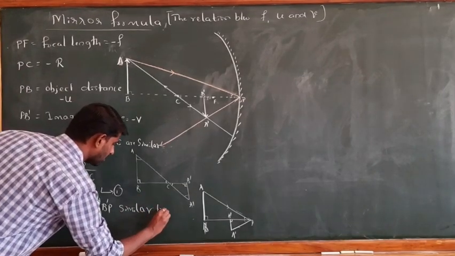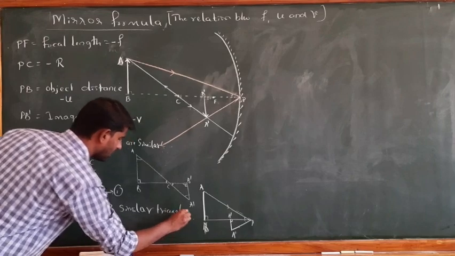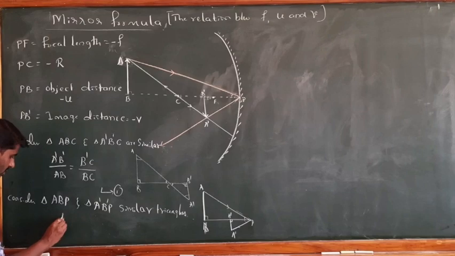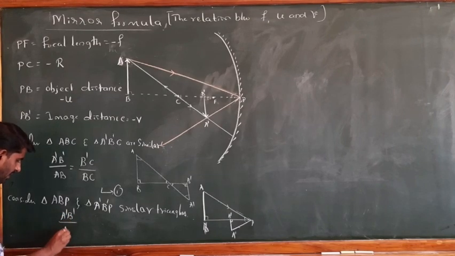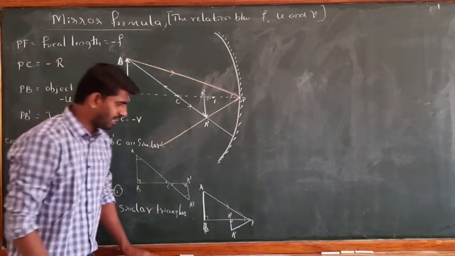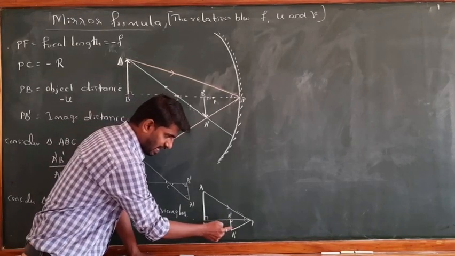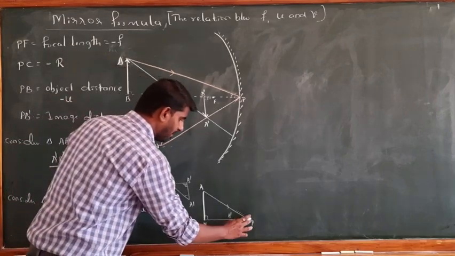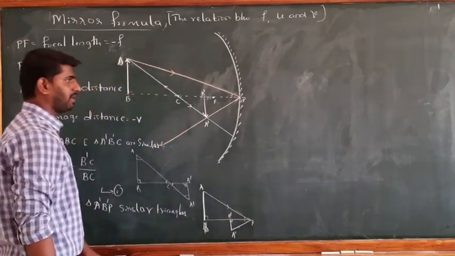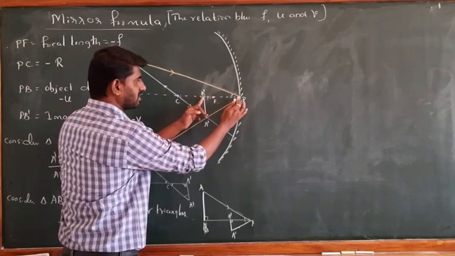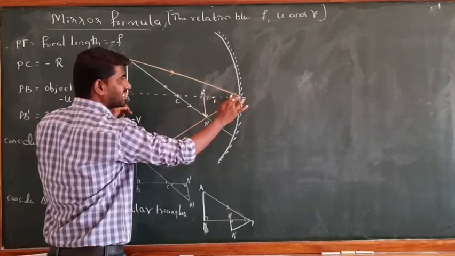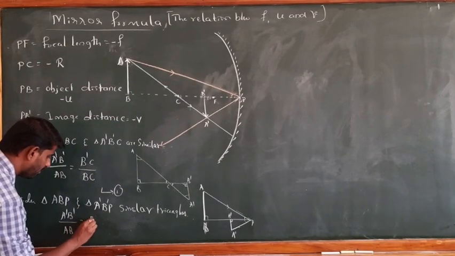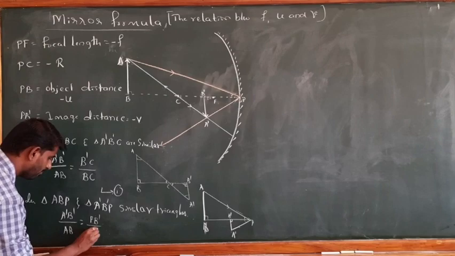Similar triangles. Next, again check the ratio: A dash B dash divided by AB. What about A dash B dash? A dash B dash is the opposite side, AB. And then the adjacent side, B dash P divided by BP. This is the adjacent side of this small triangle, and this is the adjacent side of this large triangle. So this is PB dash divided by PB.